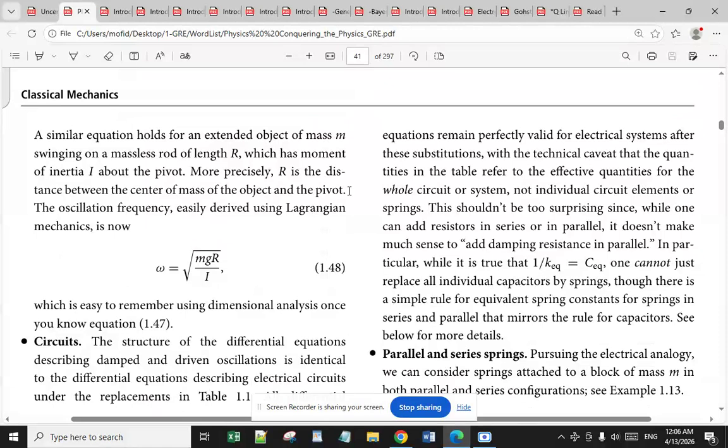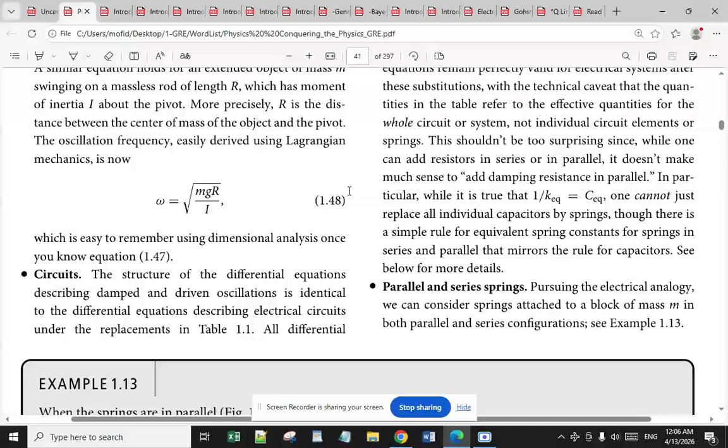In particular, while it is true that 1 divided by C equivalent is equal to the sum of 1 divided by each C, one cannot just replace all individual capacitors by springs. Though there is a simple rule for equivalent spring constants for springs in series and parallel that mirrors the rule for capacitors. See below for more details.